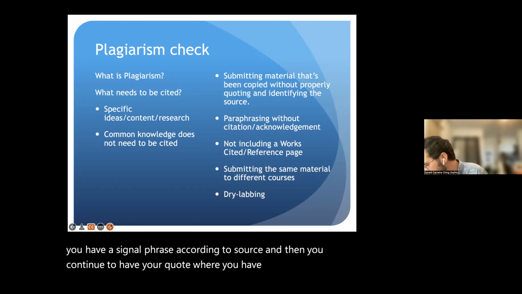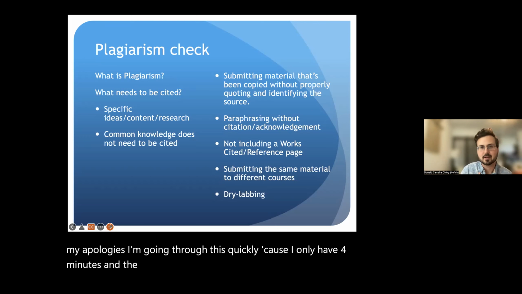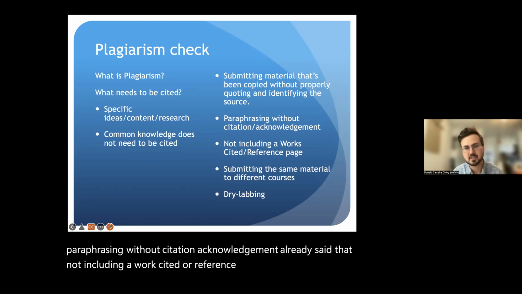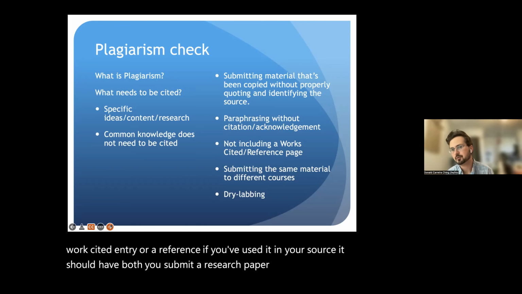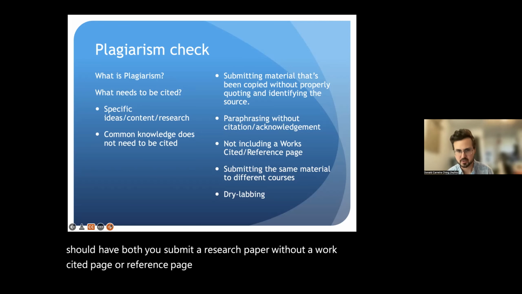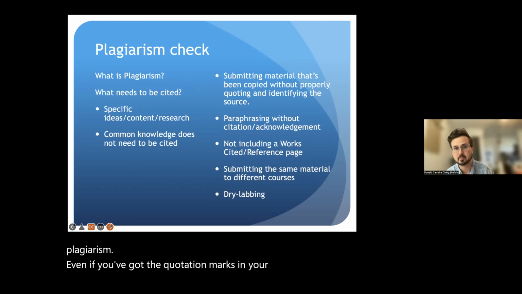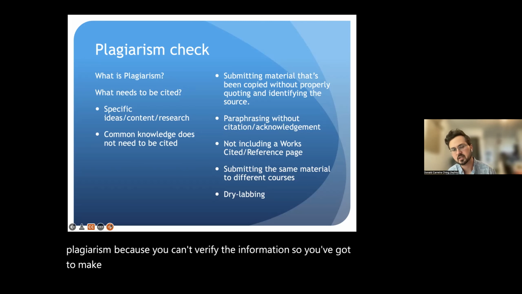And my apologies, I'm going through this quickly because we only have 4 minutes. And the last thing, or not last thing, I'm sorry, make sure you're not paraphrasing without citation and acknowledgement, I've already said that, or not including a works cited or a reference page, or not including a works cited entry or a reference. If you've used it in your source, it should have both. If you submit a research paper without a works cited page or a reference page, it's plagiarism. Even if you've got the quotation marks in your paper, it's still plagiarism because you can't verify the information. So you've got to make sure you've got that works cited or that reference page as well.